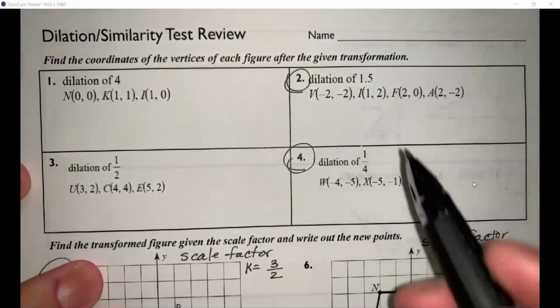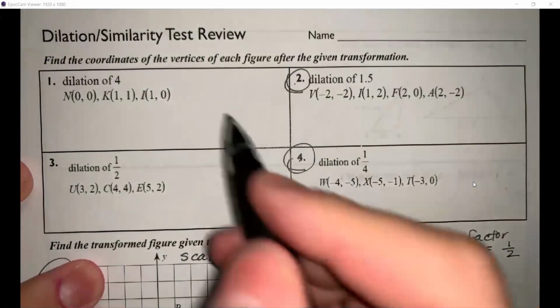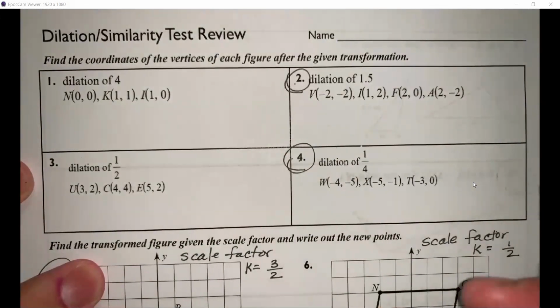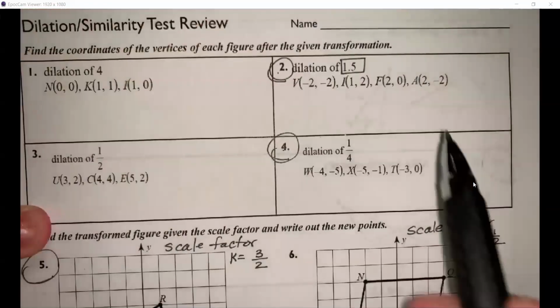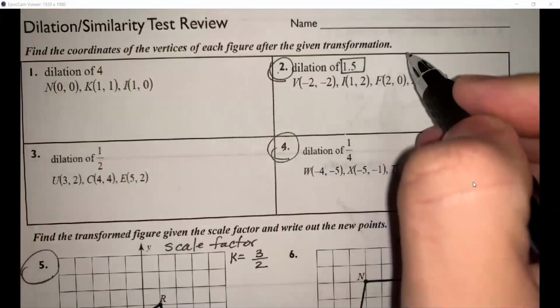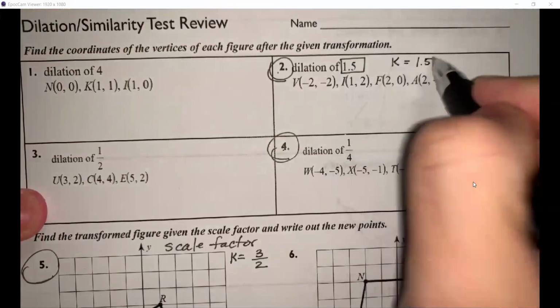So the first couple of questions I want to go over are numbers 2 and 4. If you guys remember with dilation, essentially what you're doing is either growing a figure or shrinking a figure, and you're going to be given a scale factor. So here in these problems, they just say, here's a dilation of 1.5. But what we're used to seeing, like in our notes and in our problem set, is, okay, with a scale factor k of 1.5.